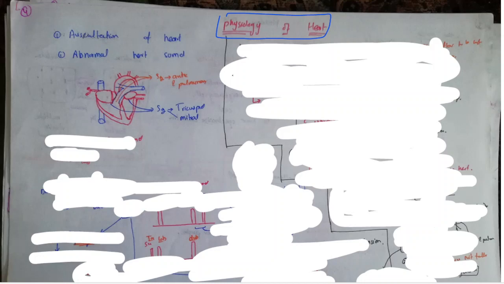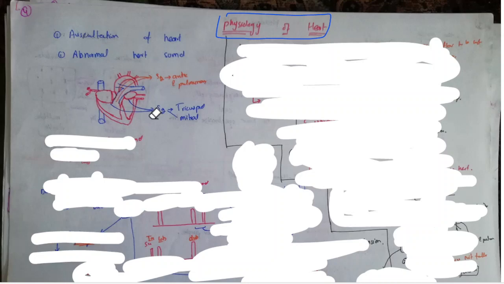So now we will discuss the physiology of the heart. In the physiology of the heart, first of all is the auscultation of the heart. We will explain the auscultation of the heart and abnormal heart sounds. If you see, your heart has two sounds, one is S1 and one is S2.